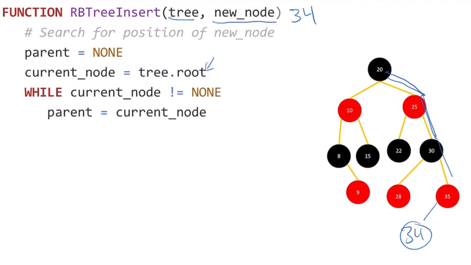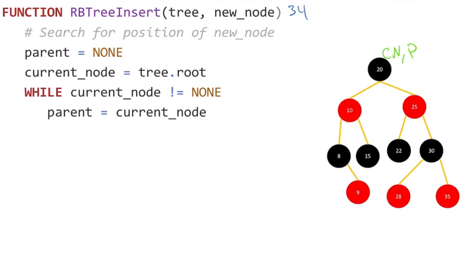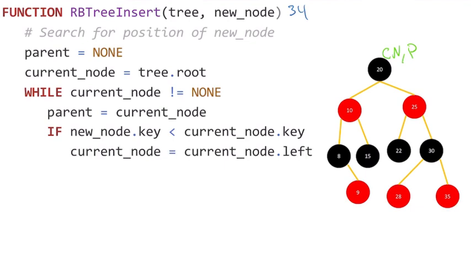So let me just say we're inserting a 34. And let me just put a marker on where current node is. So current node is here, and parent node is here. And parent node will just follow current node around. Next, we say if new node.key is less than current node.key, which it's not. In that case, we would have gone left, but here we're going to go right.